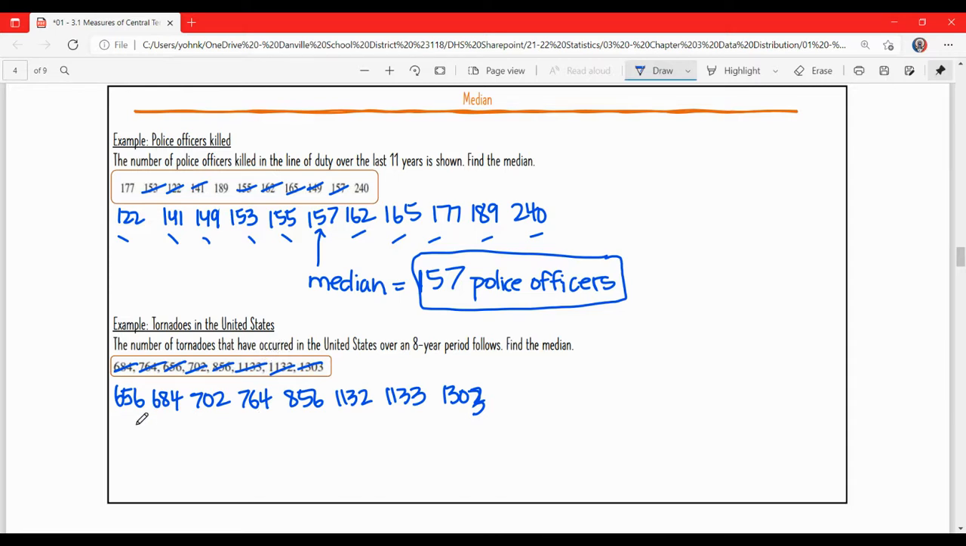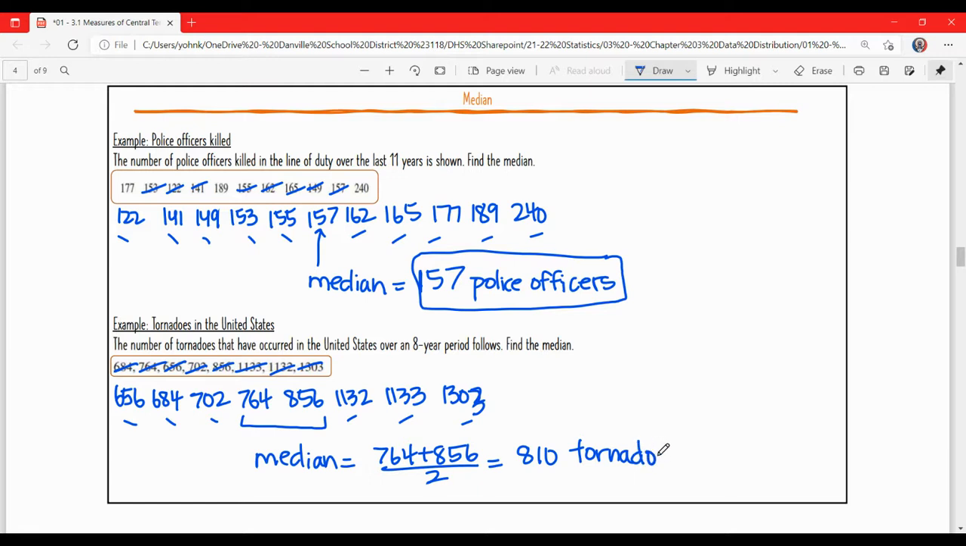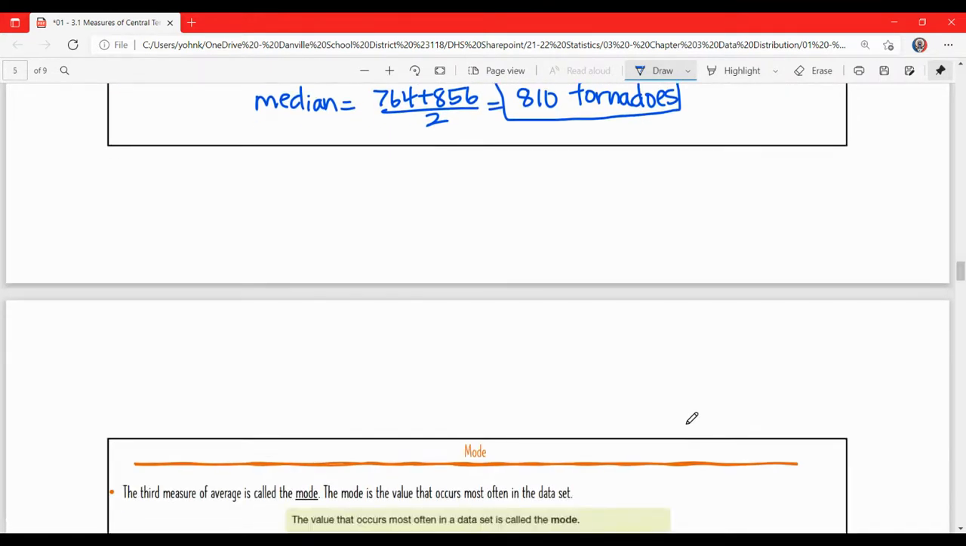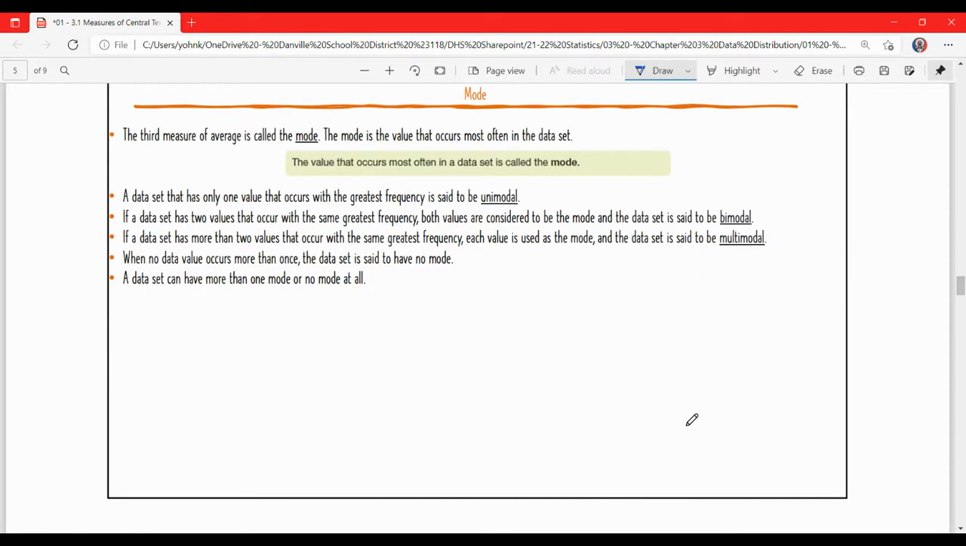So if I now count off one on the left, one on the right, one on the left, one on the right, one on the left, one on the right. Ooh, my answer is the average of these two. So the median is going to be to take the 764, add the 856, and divide by 2. So you're finding the average. Comes out evenly at 810, and these are tornadoes. All right, so that's how you find the median. All you got to do is put them in order, smallest to biggest, and you're good to go.